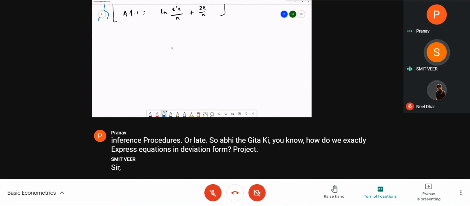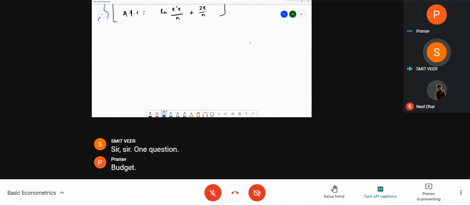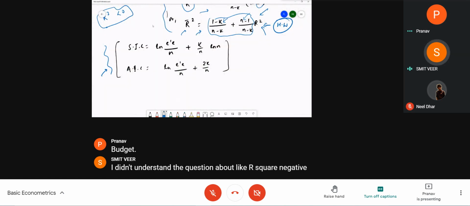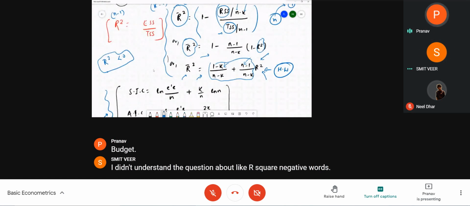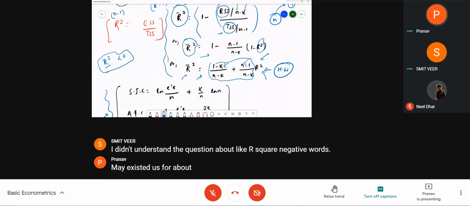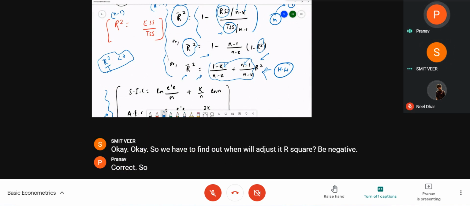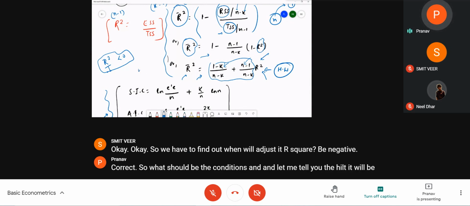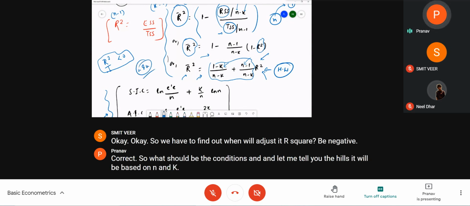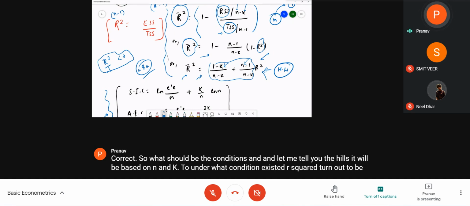Sir, one question. I didn't understand the question above. Like R square negative कब होगा, but वो तो R square है ना? मैं adjusted R square की बात कर रहा हूँ, dear. Okay, so we have to find out when will adjusted R square be negative. Correct. So what should be the conditions? And let me tell you the hint, it will be based on n and k. So under what condition adjusted R square turn out to be negative?